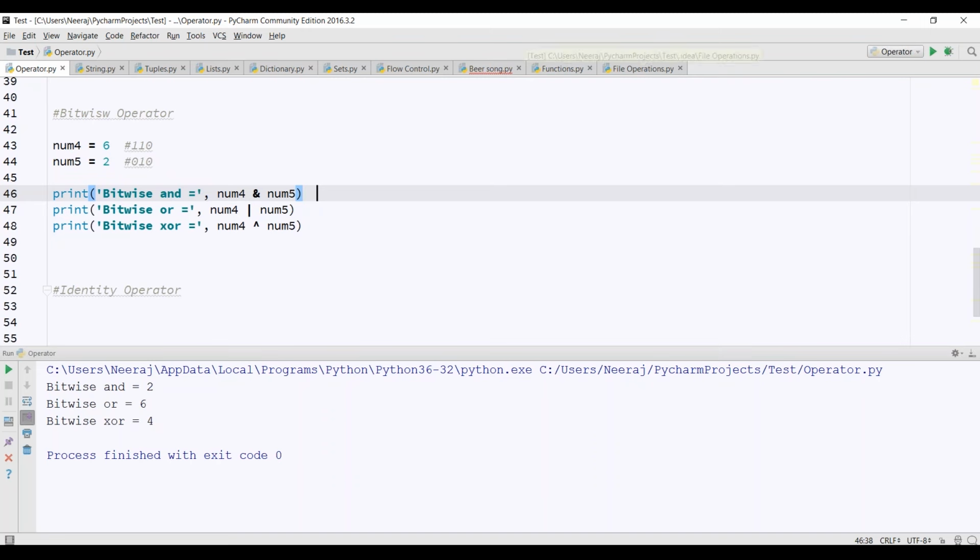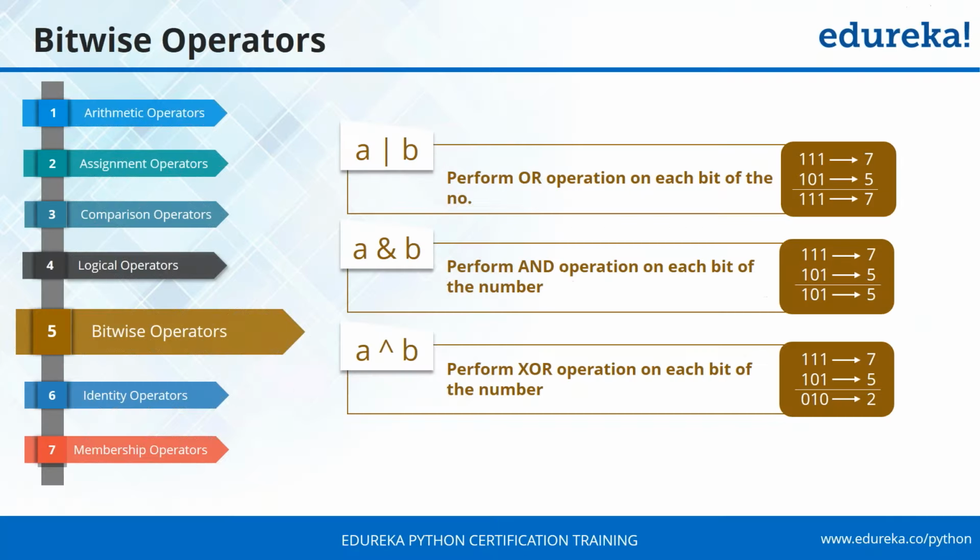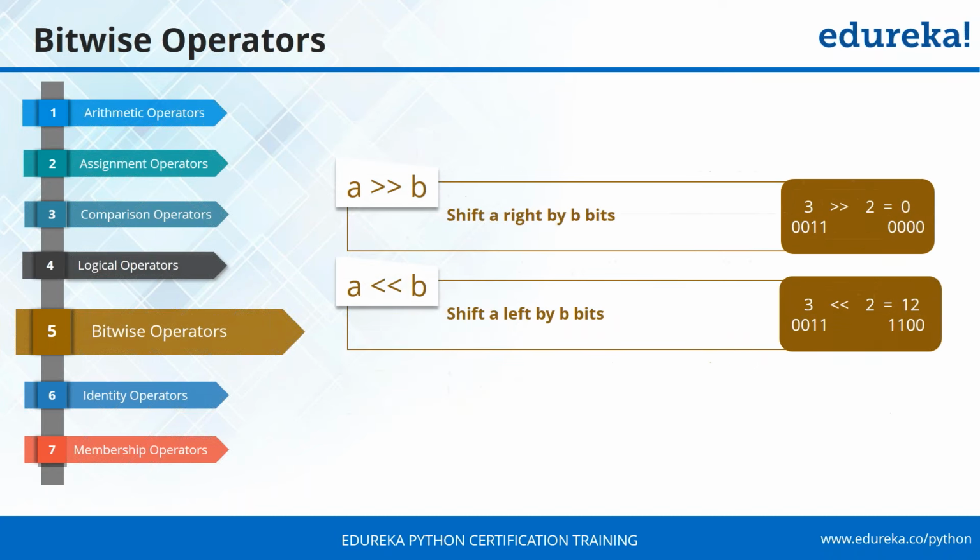Okay, so Santosh is asking what is the difference between bitwise operators and logical operators. Now again, Santosh, logical operators work with the complete value, whereas bitwise operators work on a bit level. That is, your value is first converted to a bit representation and then you perform the operations. Are you clear? Okay, so apart from these three bitwise operations, we have two more bitwise operations.